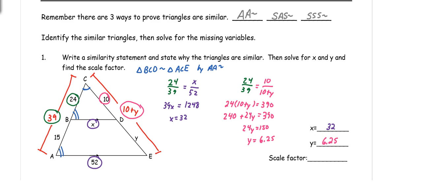Then to find scale factor, remember that scale factor is your new triangle over your old triangle. So based on our statement, ACE is the new triangle and BCD is the old triangle. So the side from ACE is 39 of our new triangle. And the side from our smaller triangle that corresponds is 24. And we can reduce that by dividing both numbers by 3, and we get 13 over 8 for our scale factor.